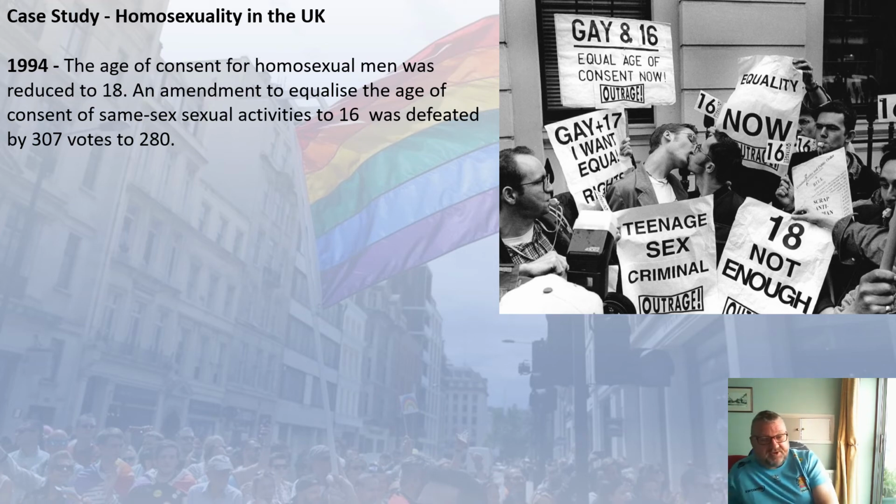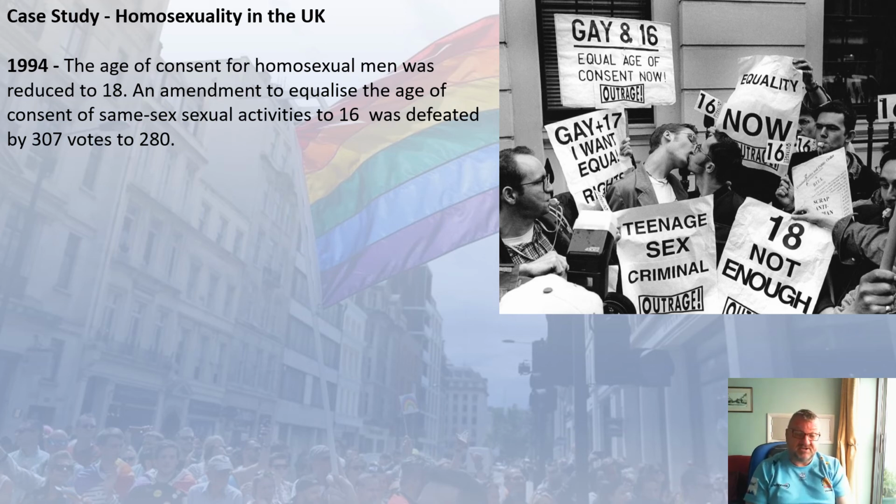So I did my A-levels in 82. I started teaching in 87. So whilst I was teaching, the age of consent was still for homosexuals 21. They finally reduced it to 18 in 1994. When that act came through, one amendment was brought in to try and bring the same-sex activity down to 16 to put it in line with heterosexual sex. That was actually defeated in Parliament.